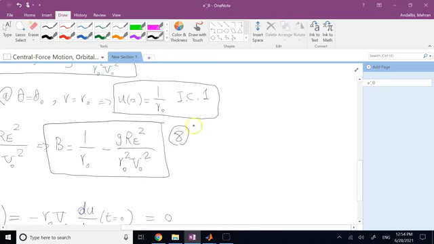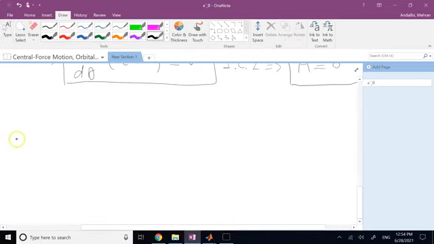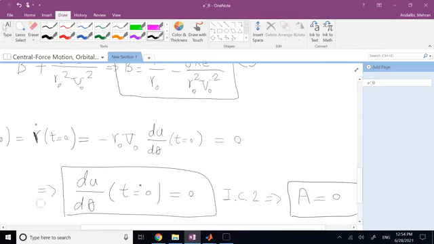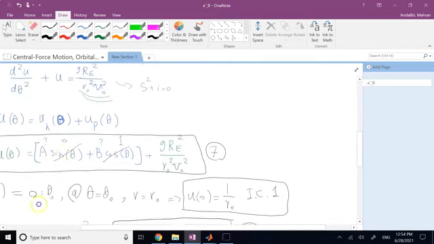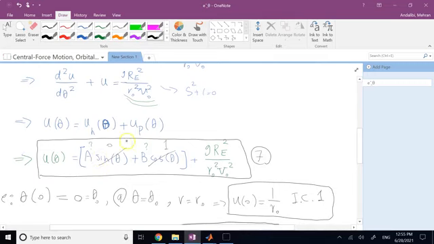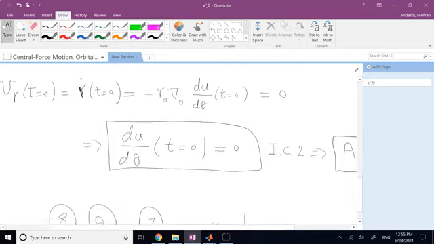So now if you plug in 9 and 8 into 7, you'll get your final solution. So 8 and 9 into 7, it means u, which is 1 over r, is equal to, a is completely what? 0, so the first term goes away. That constant b times cosine theta, and b is that guy over there.